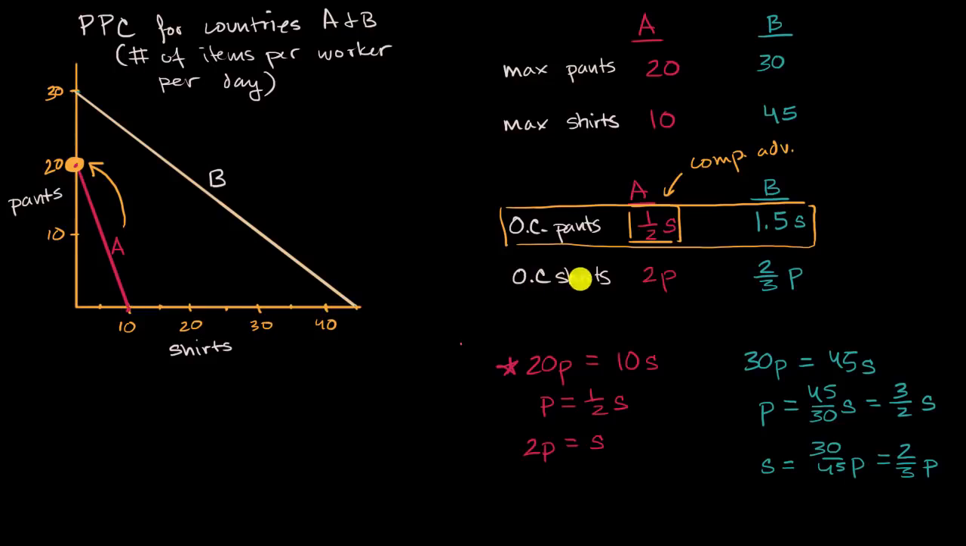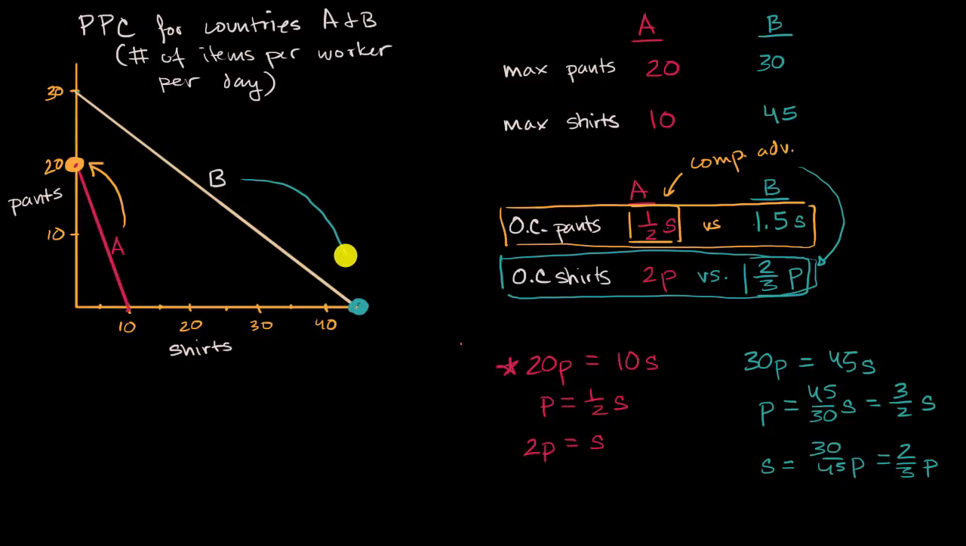And likewise, if we look at shirts right over here, if we look at their opportunity costs, country B is only giving up 2/3 of a pair of pants, while country A would be giving up 2 pairs of pants. So country B has the lower opportunity cost, or the comparative advantage, in shirts. So country B should put all of their focus here on shirts.